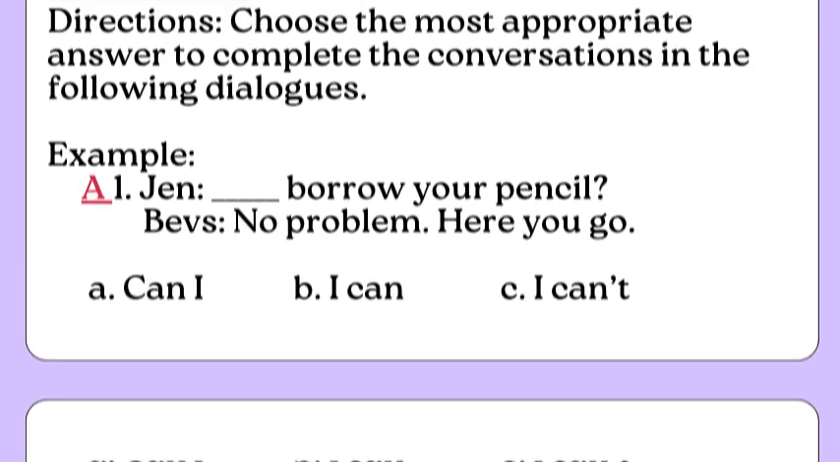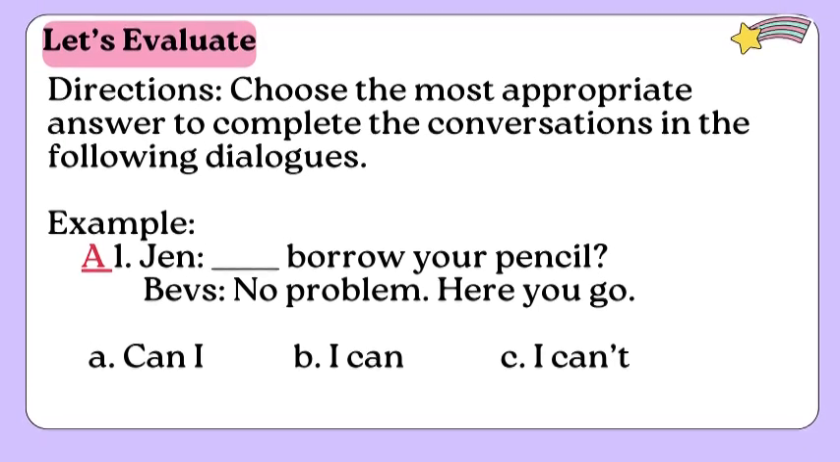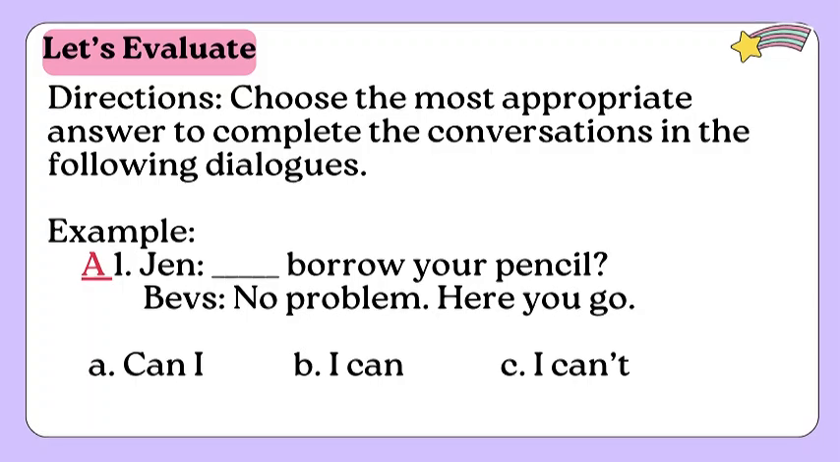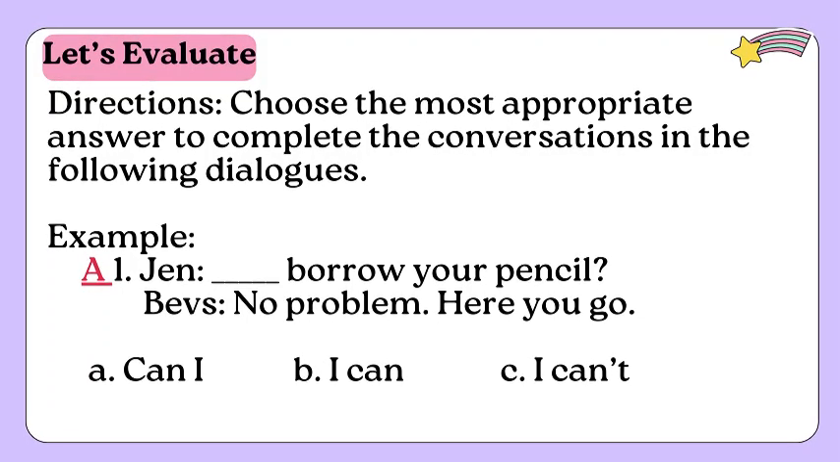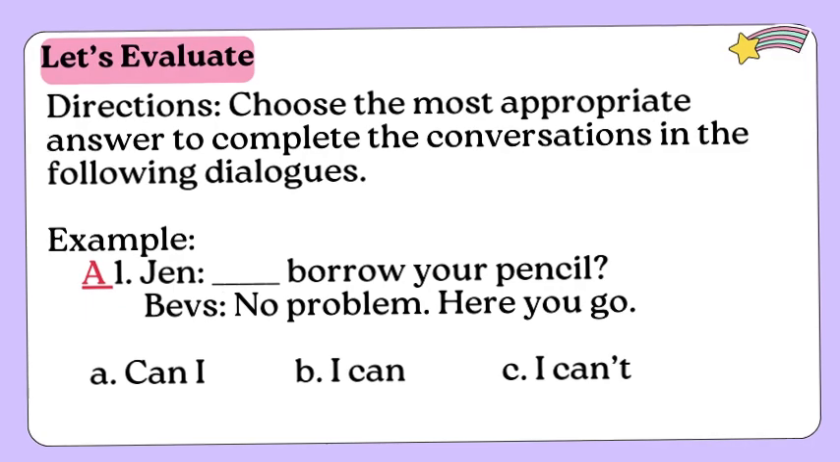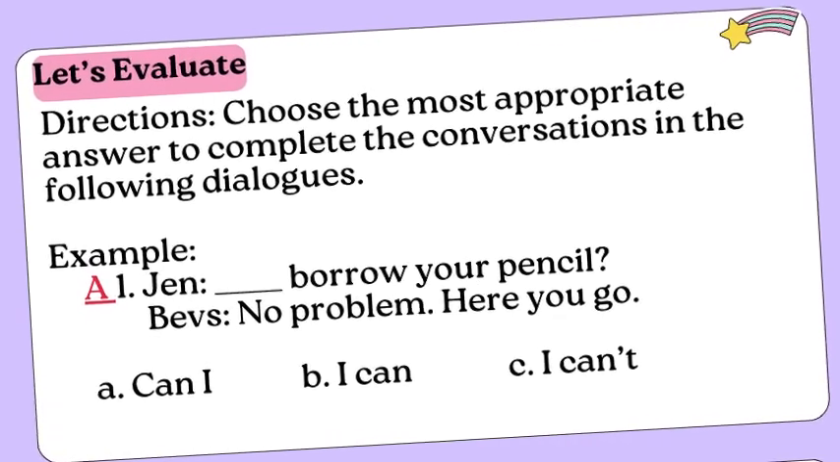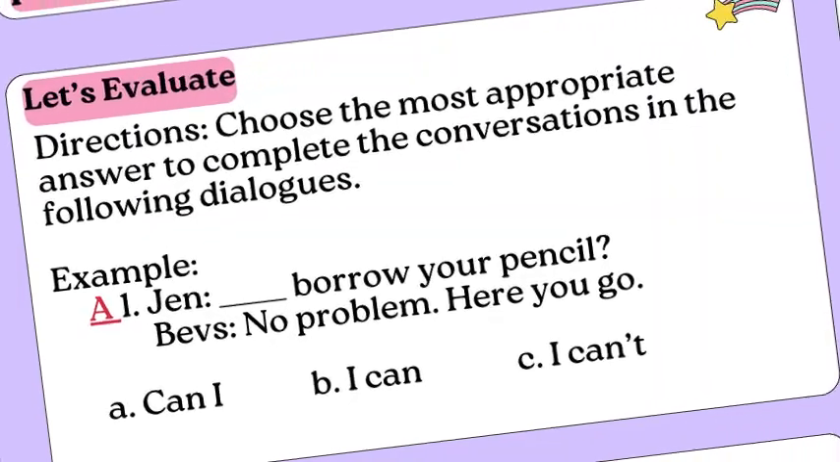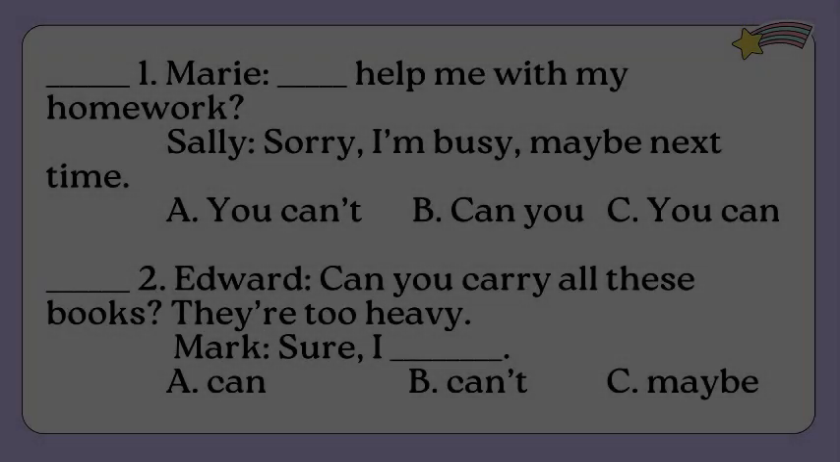Let's evaluate. Directions: Choose the most appropriate answer to complete the conversations in the following dialogues. Example. Point 1. Jean: Borrow your pencil. Bevs: No problem. Here you go. A. Can I. B. I can. C. I can't. The correct answer is letter A. Can I borrow your pencil? Read the sentences carefully.